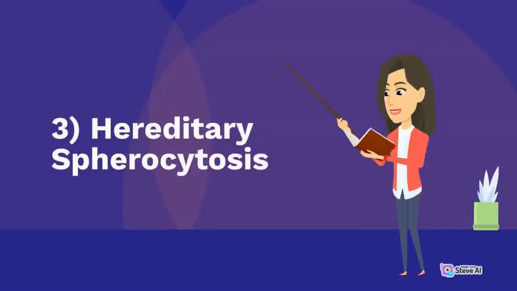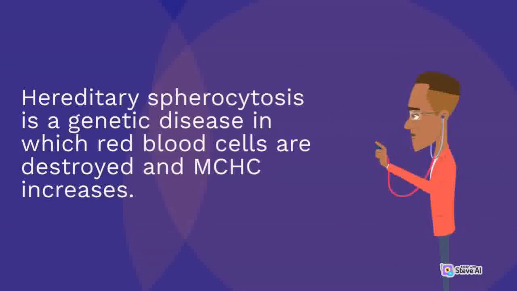3. Hereditary spherocytosis. Hereditary spherocytosis is a genetic disease in which red blood cells are destroyed and MCHC increases.